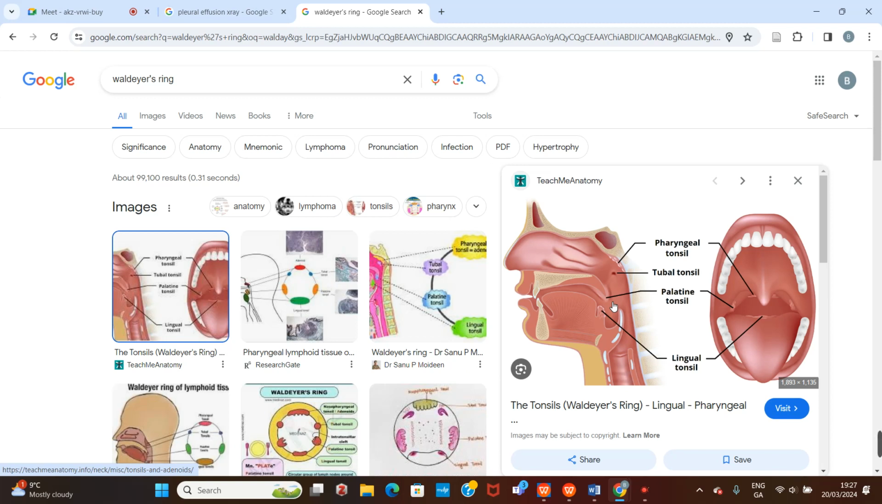Then which ones are the adenoids? I said the adenoids are the pharyngeal tonsils. Adenoids are also called pharyngeal tonsils. For adults, do they regress automatically? Yes, the adenoids will reduce in size in adults. These are lymphoid tissues. They have B and T cells. They help to fight infection. That is what they do.